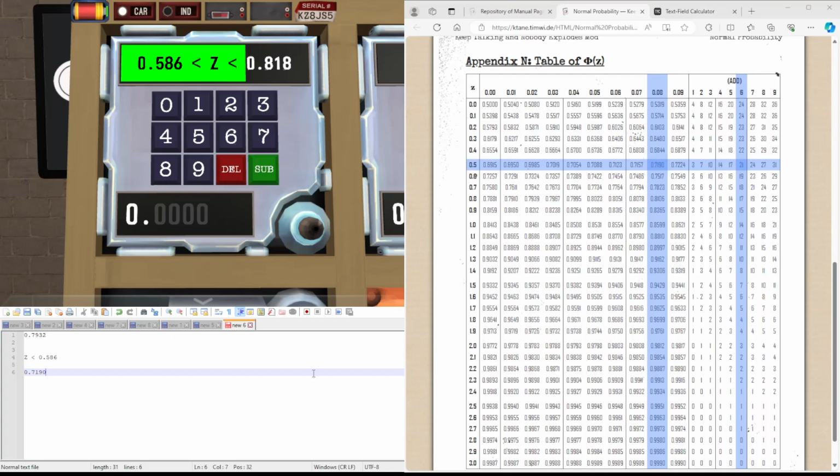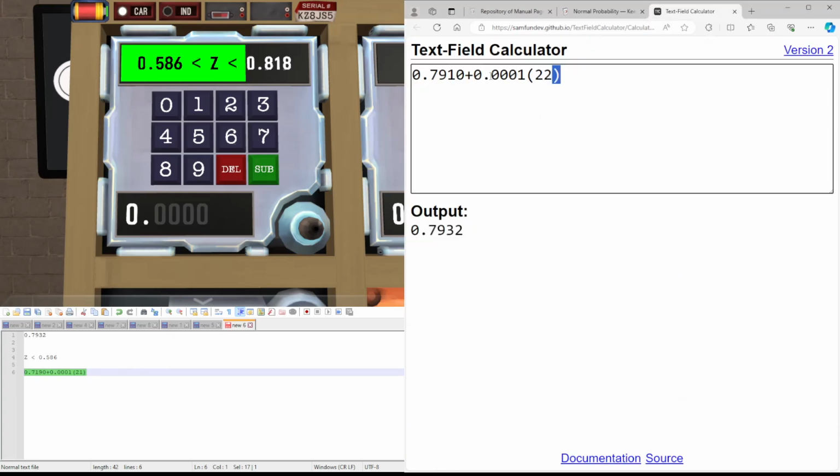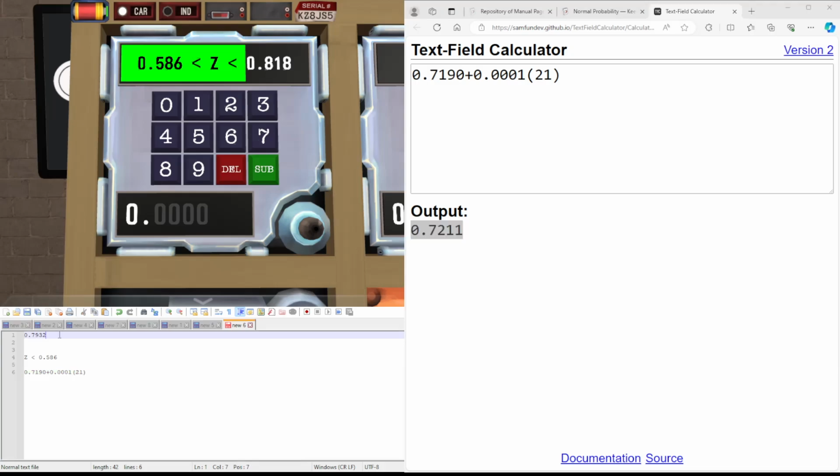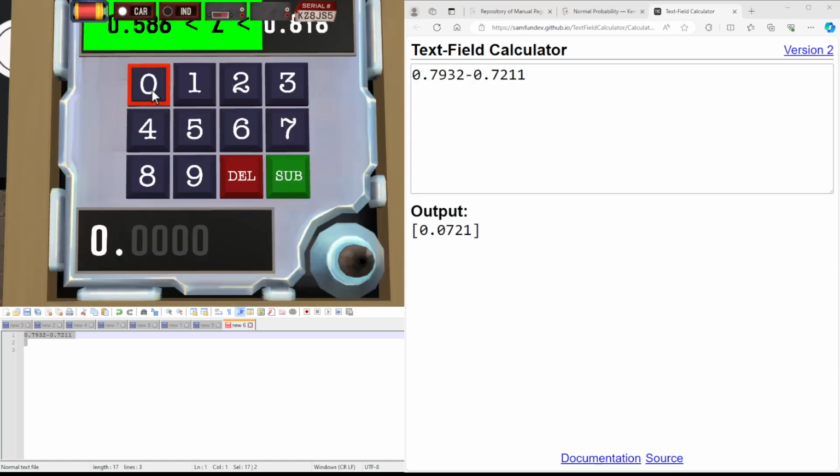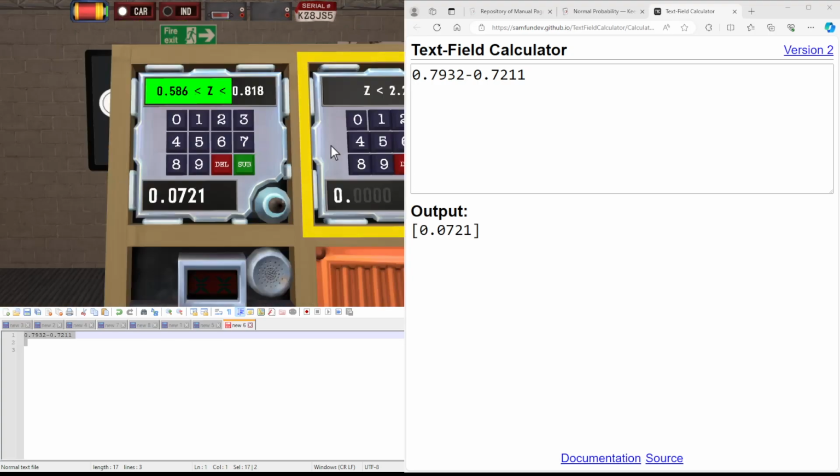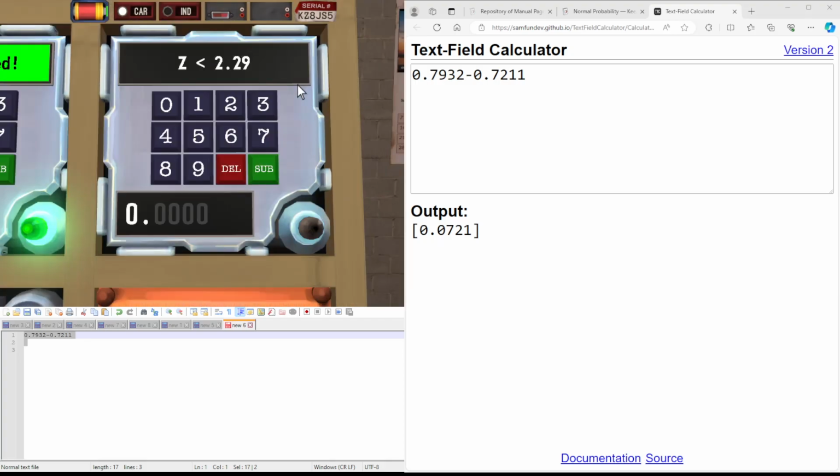Then the extra 6 part, we're adding 0.0001 times 21. We get this value. And then we subtract these two values. And we get 0.0721. And hopefully if we've done this right, we get it correct. Let's do another example.